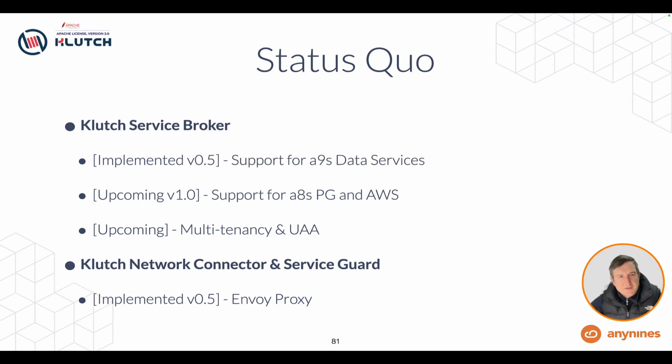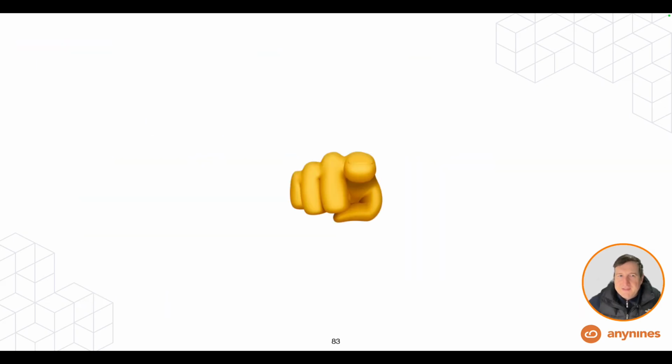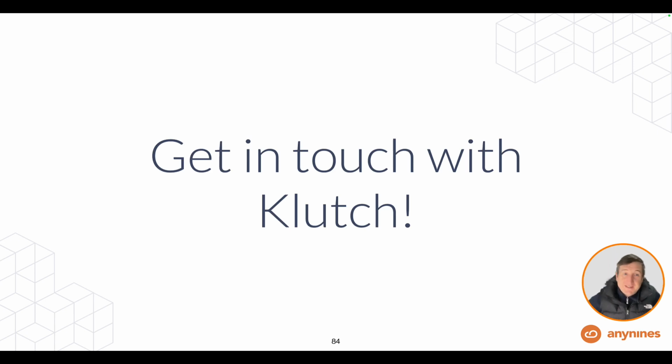We have the Klutch Service Broker, which is now implemented in version 0.1, which is here still marked as upcoming, but it's already done. We have the Klutch Network Connector and integrations for multiple services. Amazon RDS is already done in the meanwhile. It is available.